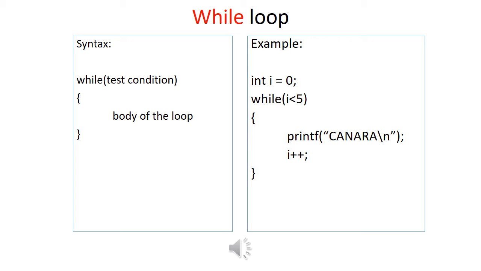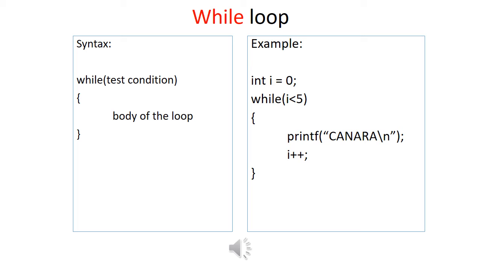Now I have given it as 0, so now the condition is 0 is less than 5. 0 is less than 5 is true, so control will go inside the body, inside the loop, and execute the body of the loop. In the body of the loop I have given printf Canada, so that statement will be executed and the output will be displayed as Canada. Then I plus plus. Now I am incrementing I by 1. So now again the control will go back to the while statement.